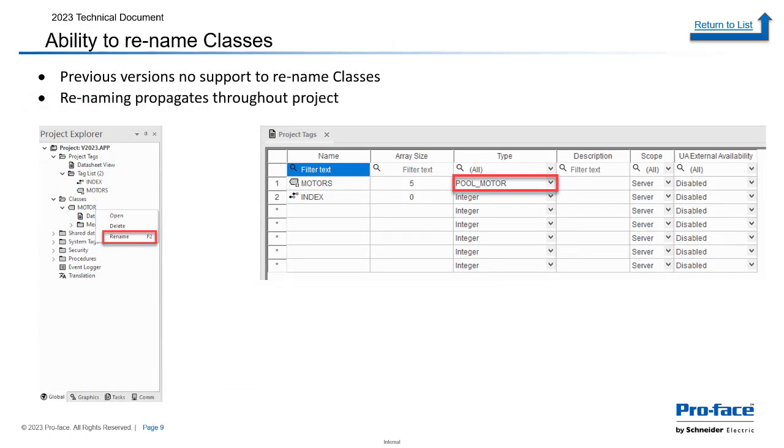The next thing is the ability to rename classes. Previous versions, going all the way back, basically had no way to rename classes. You could, of course, create new ones and then reassign everything, but there was no renaming, so this is a new item. Now we have the ability to just right-click on the class and rename it, and that actually gets propagated throughout the project wherever it's used. So that's quite nice.